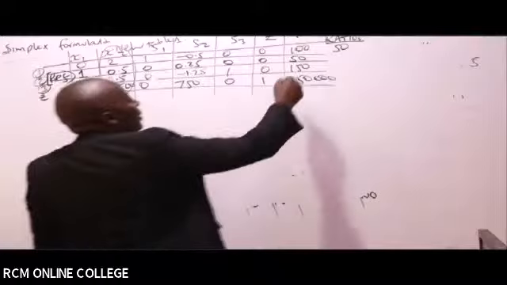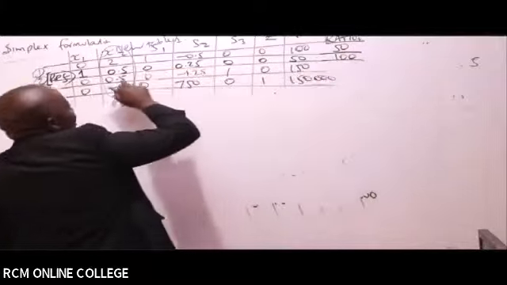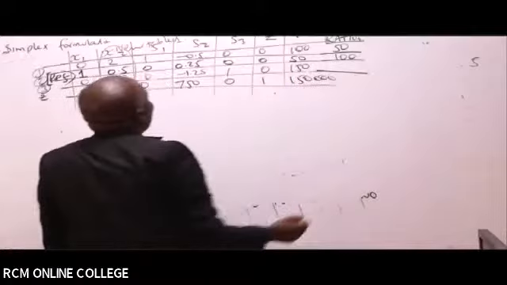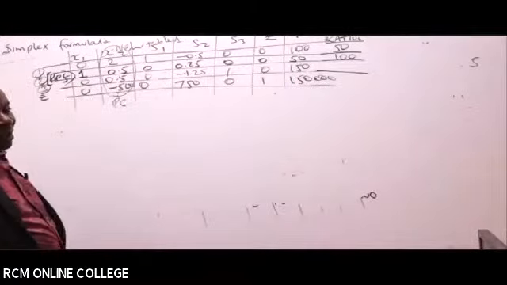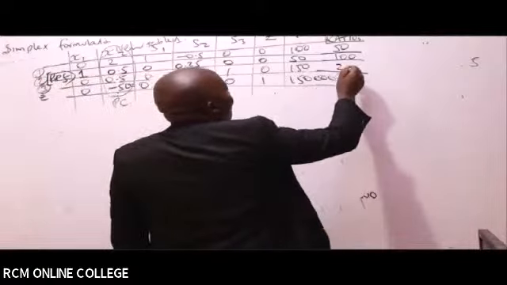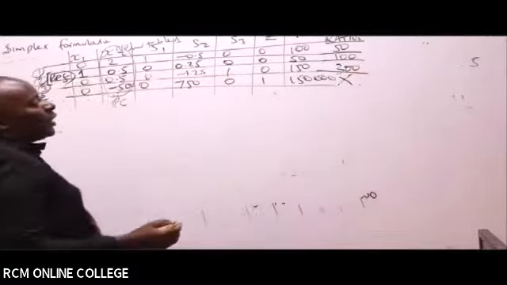100, 100. So this gives us 100. Thank you so much. 150 divided by 0.5, that gives me 300, right? 300. Thank you so much. Then remember, we do not calculate a ratio for the Z.